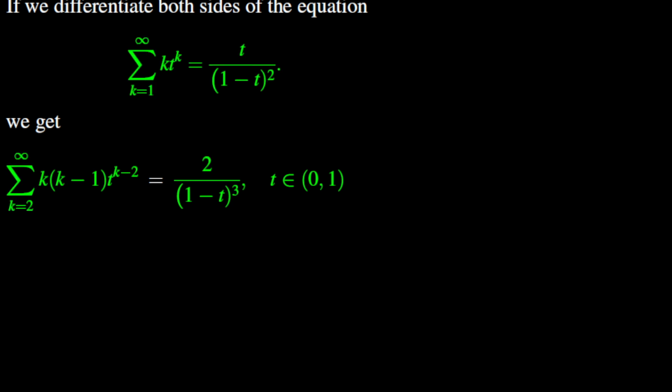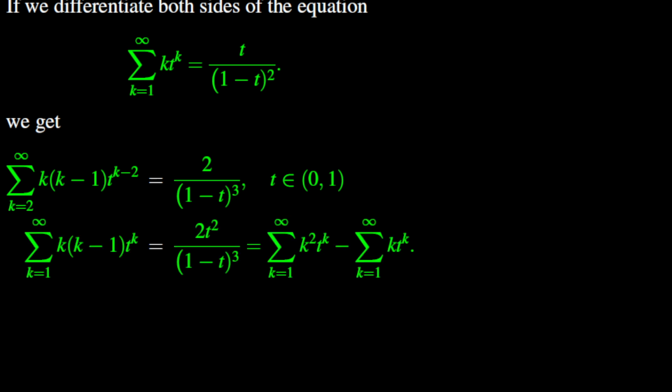In order to compute the variance of X, we will repeat the same process. We will differentiate the series k t to the power k, for k going from 1 to infinity. When we differentiate the series, we see that the series with leading term k times k minus 1 times t to the power k minus 2, for k going from 1 to infinity, converges to the fraction 2 over the quantity 1 minus t, cubed.